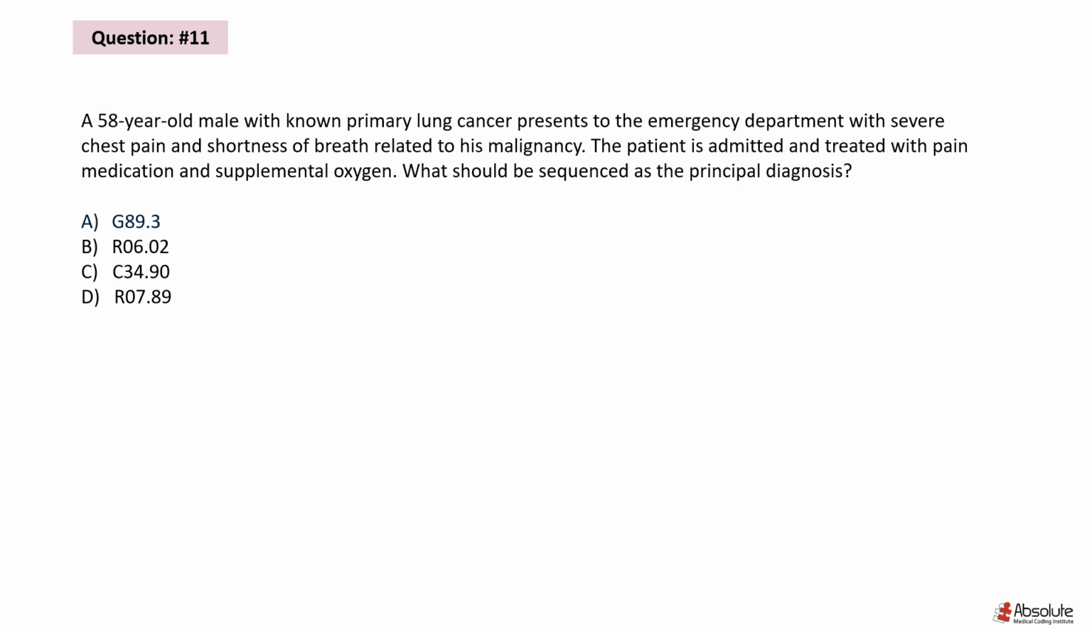What should be sequenced as the principal diagnosis? A, G89.3, B, R06.02, C, C34.90, D, R07.89. A 58-year-old male with known primary lung cancer presents to the emergency department with severe chest pain and shortness of breath related to his malignancy. The patient is admitted and treated with pain medication and supplemental oxygen. You have 60 seconds to solve, and your time begins now.